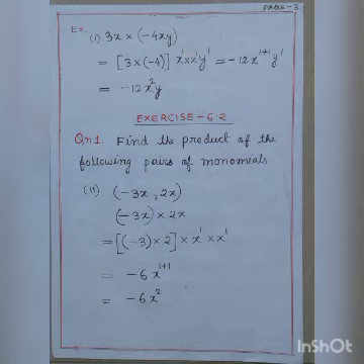Exercise 6.2, question number 1: find the product of the following pairs of monomials. It is very easy. Minus 3x into 2x, the same way we have to do. I shall separate the coefficients, minus 3 into 2, then the variables x to the power 1 into x to the power 1, which will give minus 6x to the power 1 plus 1, equal to minus 6x square.